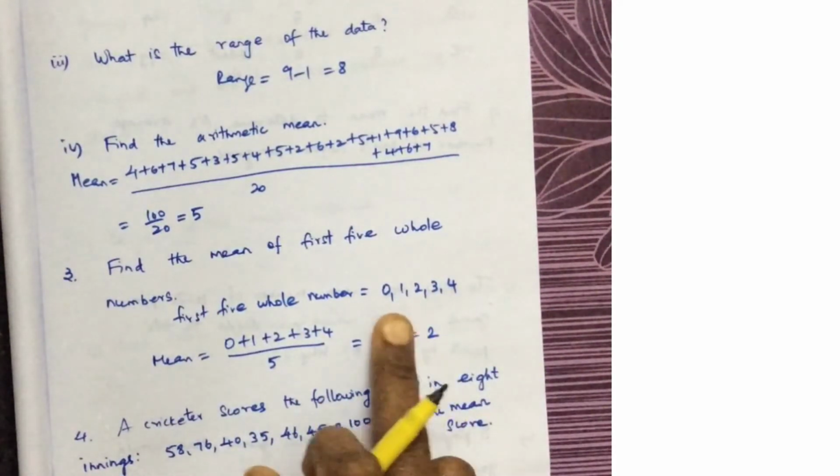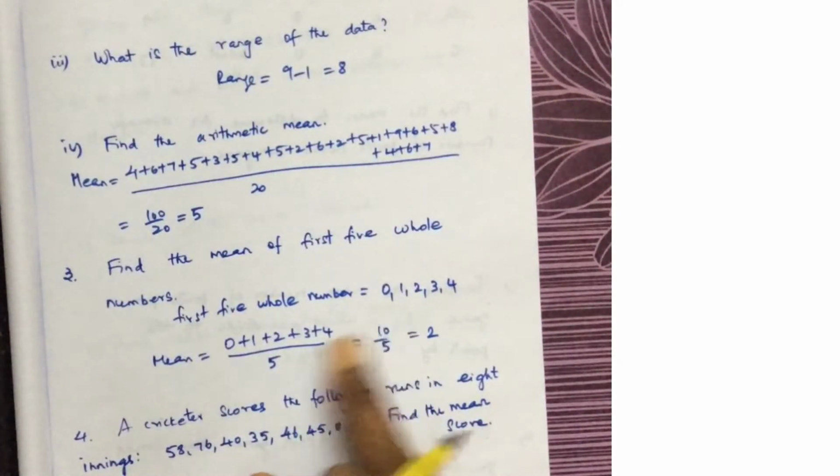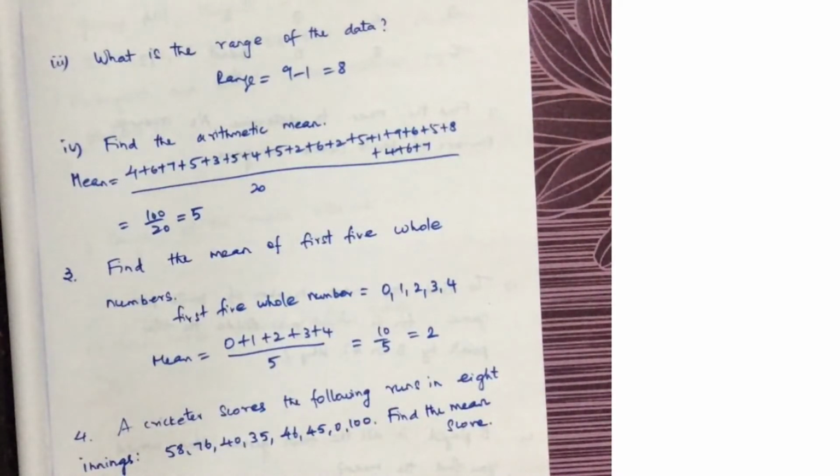The whole number starts with 0, so I have to include 0 also. 0 is one of the entries. So first 5 means 1, 2, 3, 4, 5. 5 entries you have to take.